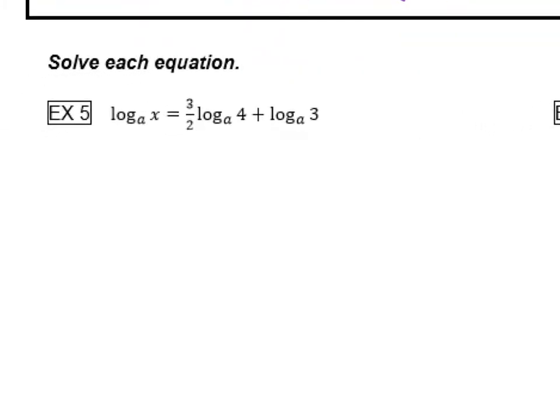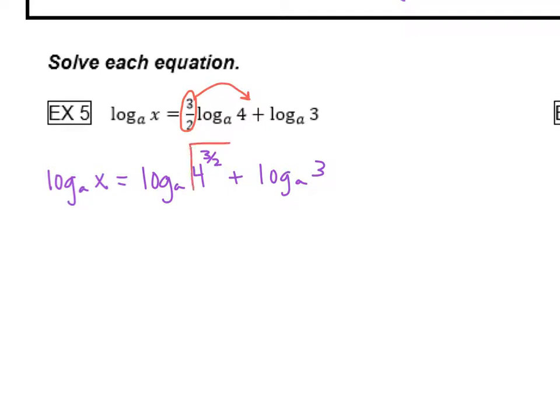We have log base a of x. Well, there's really not much we can do with that, so I know that's going to stay log base a of x. On the right, however, we've got kind of a lot going on over here, so maybe we can do something. I do notice this number in front of our log, which means that was an exponent. So that is log base a of 4 raised to the 3/2 power plus log base a of 3. Well, what is 4 to the 3/2 power? Remember, that is the second root of 4, so square root of 4. And then if we cube that, so the square root of 4 is 2, cubed equals 8.